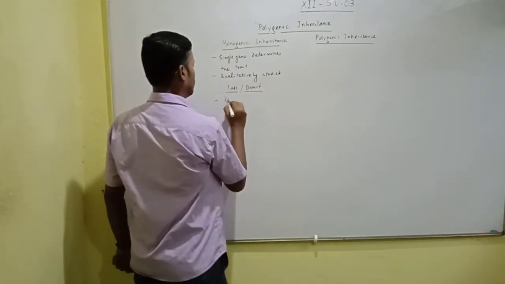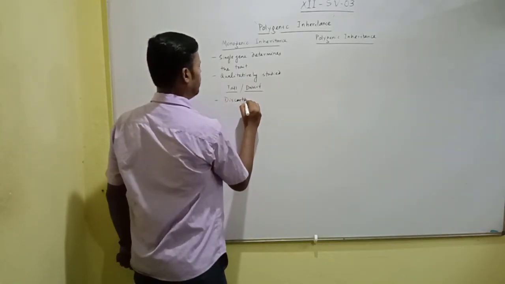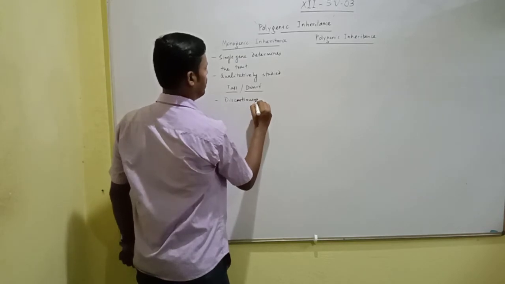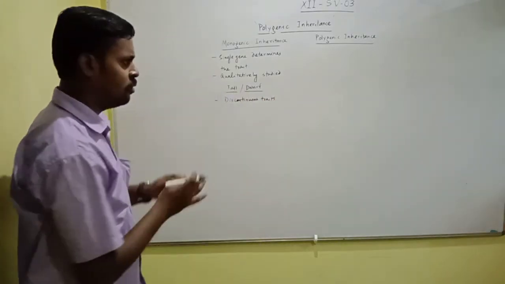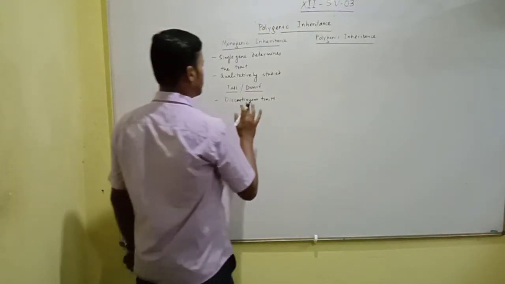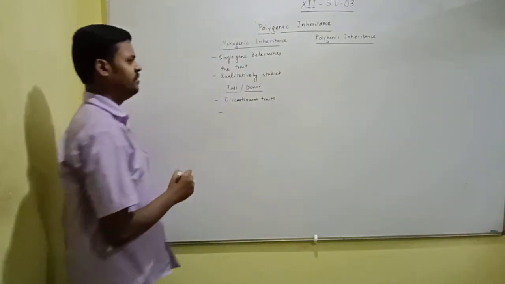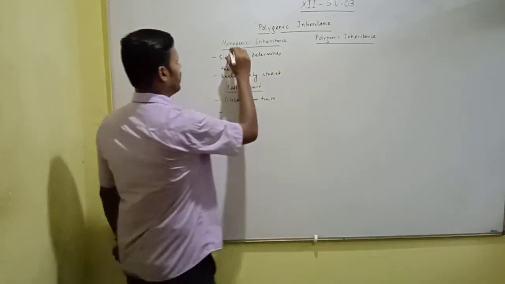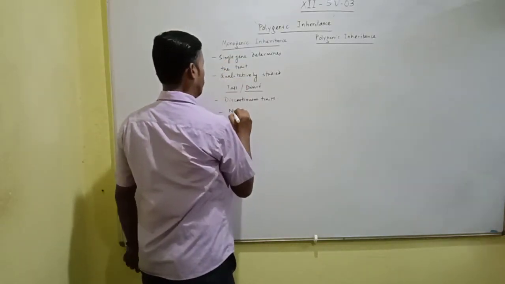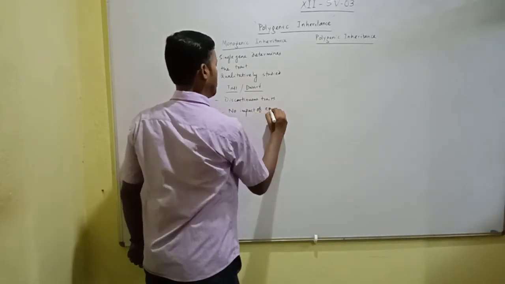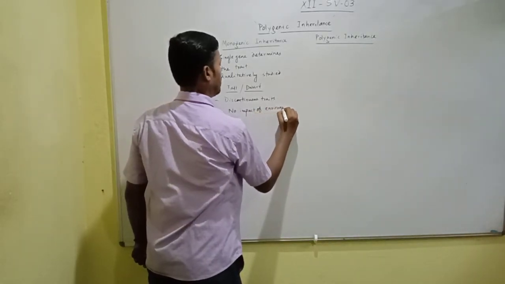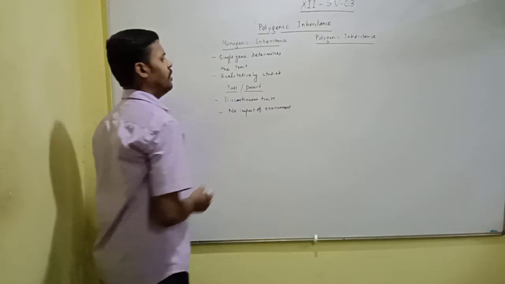Next, discontinuity was observed. Discontinuous traits. There is a big difference between tall and dwarf, so we can say it is a discontinuous trait. And no impact of environment. No impact of environment.